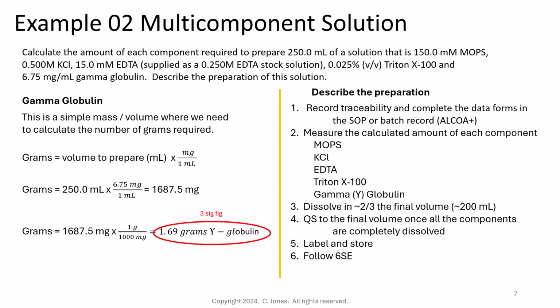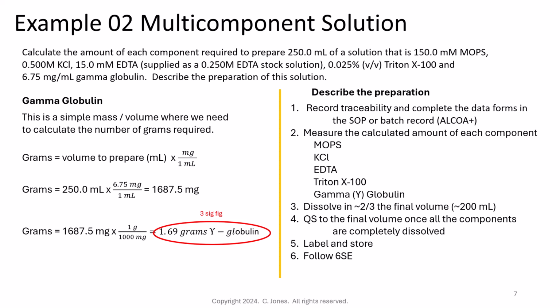Measure the calculated amount of each component. Dissolve all of those components in approximately 2/3 the final volume. Once everything is dissolved, then bring this to the final volume, label, store, and follow 6SE.